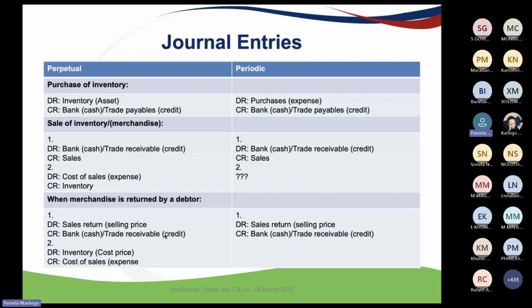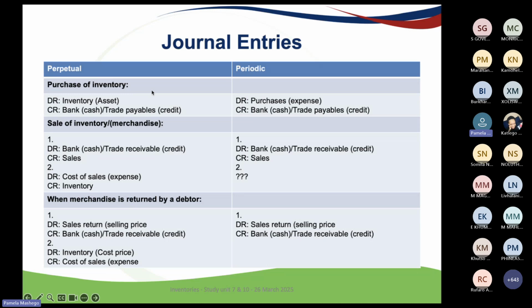Okay, so let's start. This is just a summary of the journal entries that you would record for each transaction, depending on the inventory system that is used. When we purchase inventory in the perpetual system, we record the inventory account, as we've seen in our example, which is regarded as an asset. Hence, you debit it. If you bought the inventory in cash, you credit the bank account to show that money left your business. And if you bought it on credit, you'll credit the trade payables to show that you owe money.